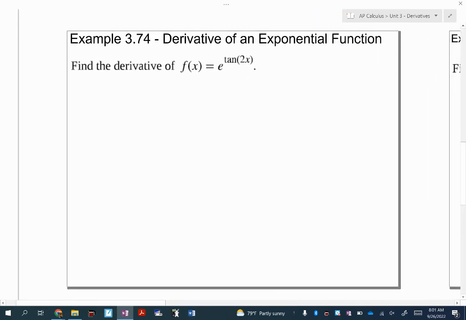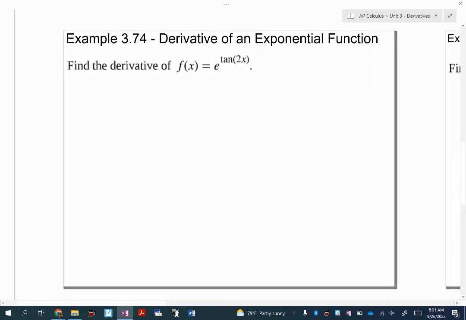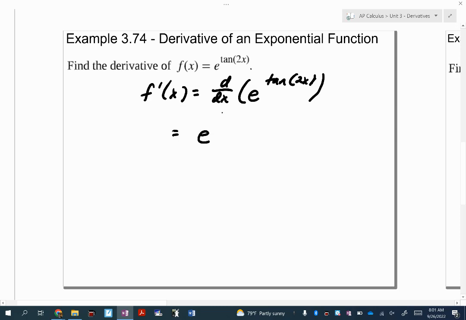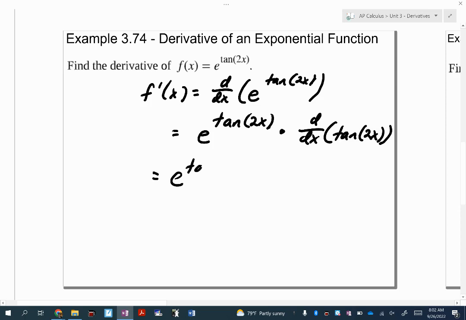All right, so let's see this first one here. This is a derivative of the natural exponential function. So f prime of x is going to be d/dx of this whole thing. The first thing I always tell students is copy it down. So you have e to the tangent of 2x times the derivative of the tangent of 2x. So again, just copy it down.